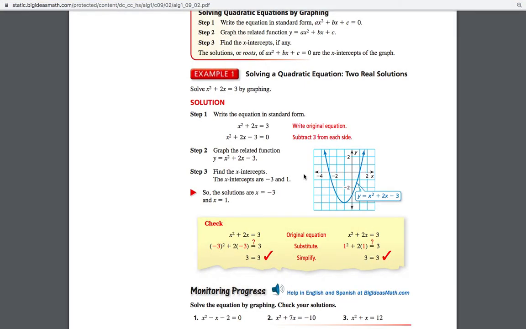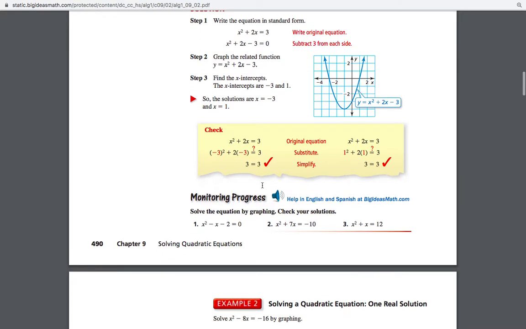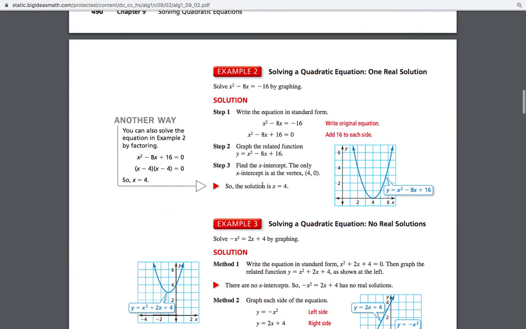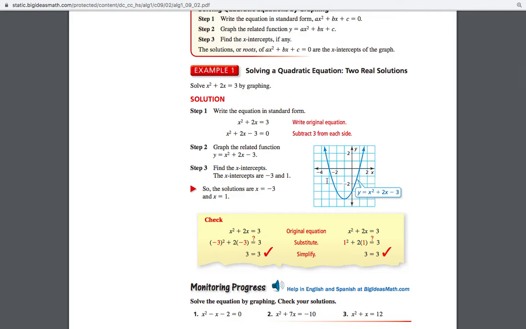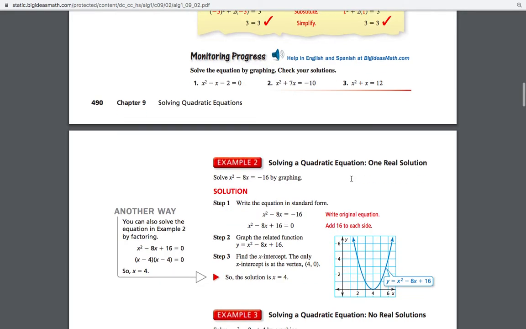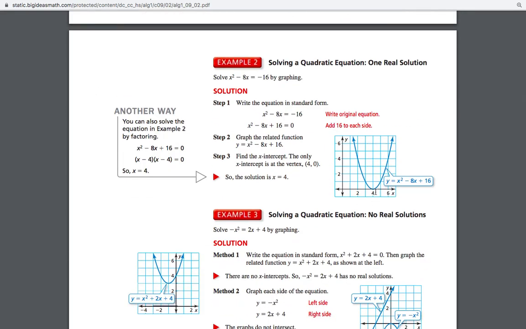Really, that's all they're asking us to do in here. But they want us to graph, and I really don't think that you want to graph. I don't want you to graph, so we're not going to do that. But I do want to flip through a couple of these just to point out something. Up here we had two solutions, right, because it crossed the graph twice. Here we have one solution because it really only touches the x-axis at that one specific point, right, at 4. That's the vertex. That's the one point that touches the x-axis, so that would be the one solution.